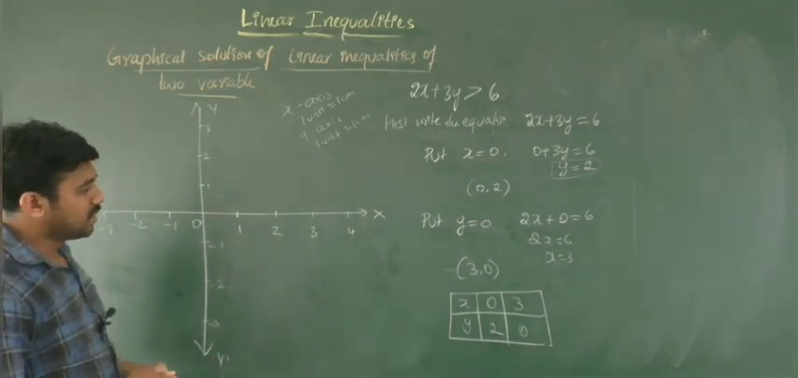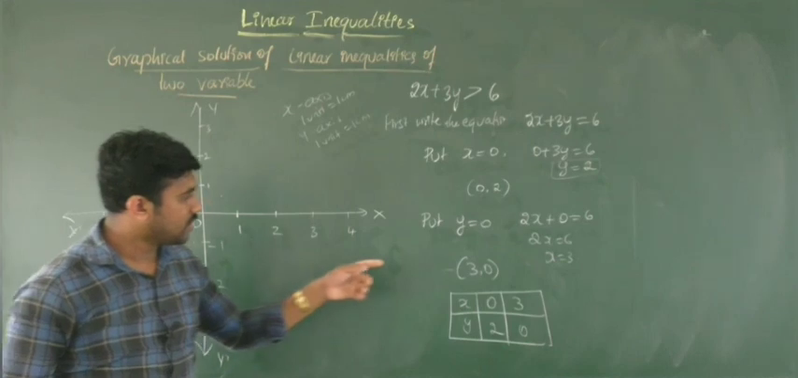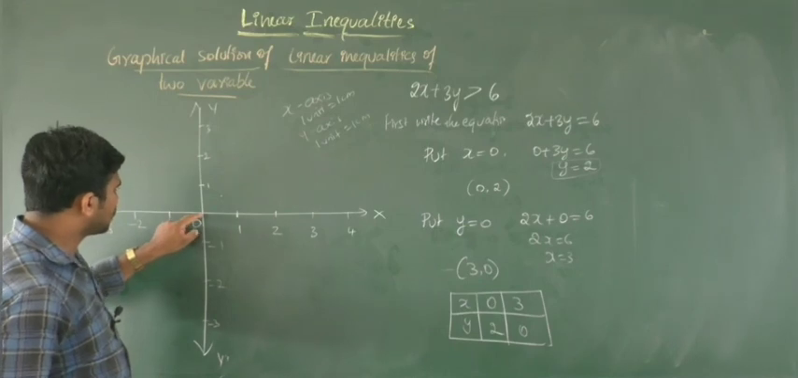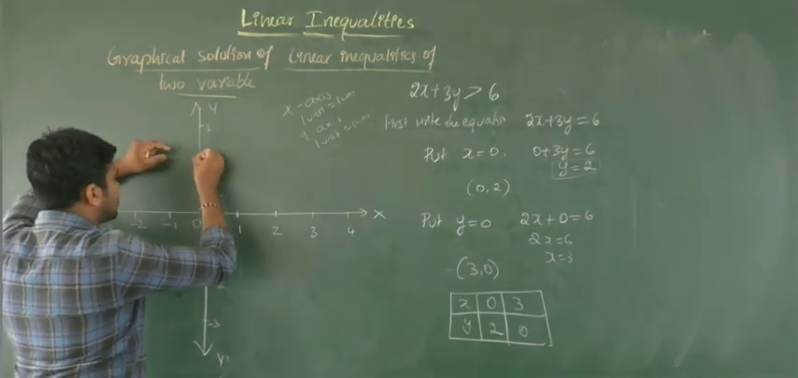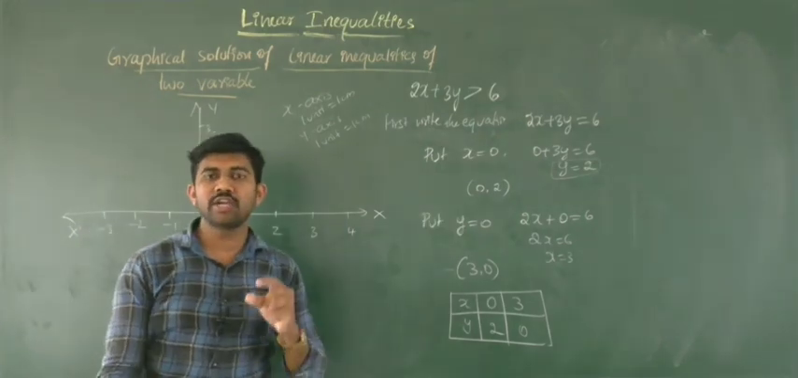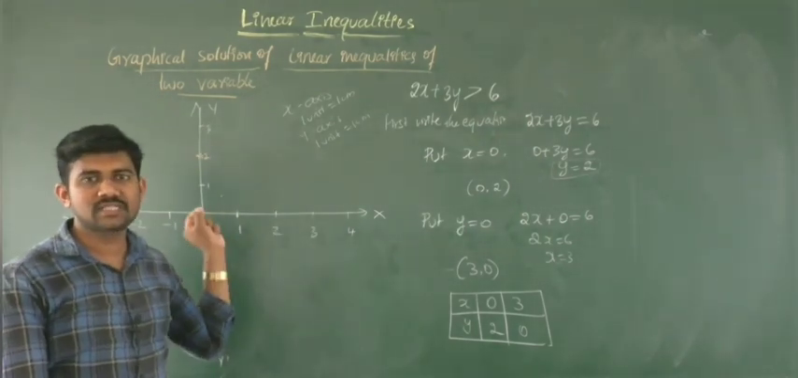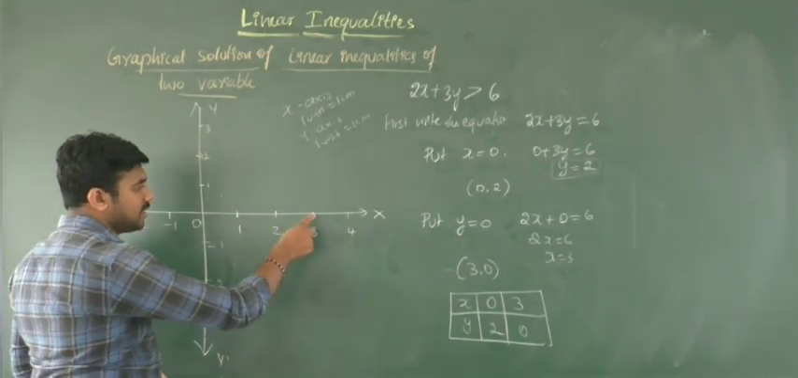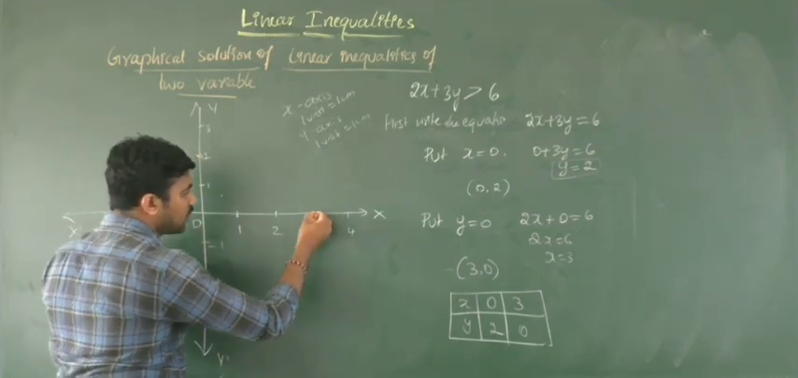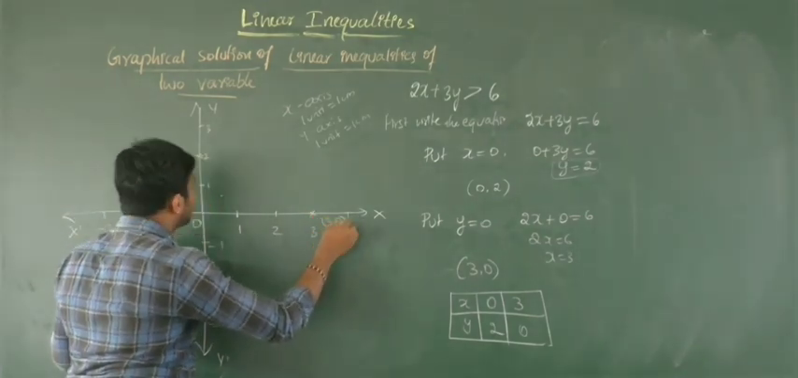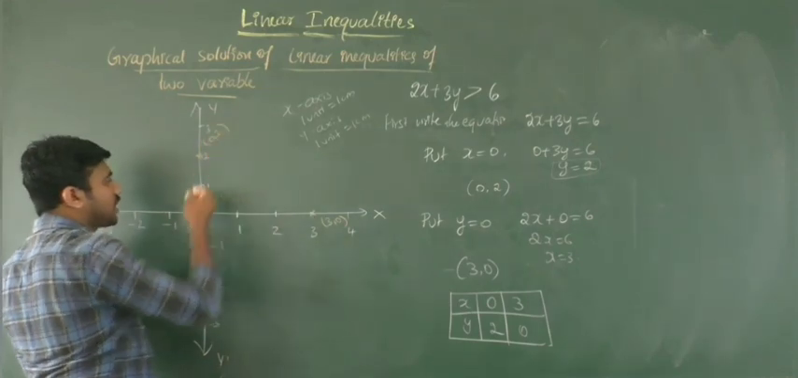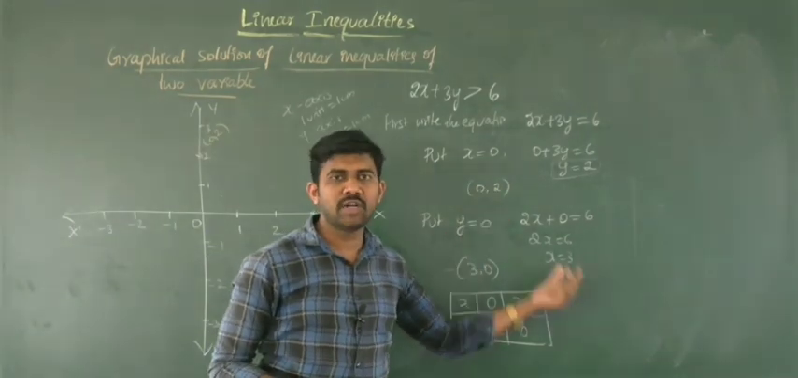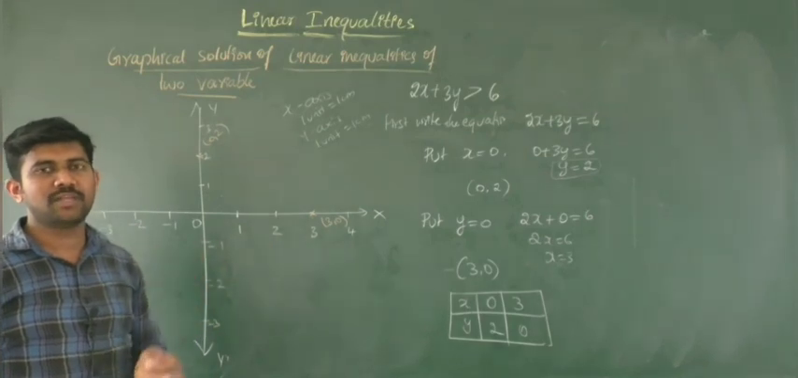Now mark the points on the plane. The first point is (0, 2): x is 0, y is 2. This point lies on the coordinate axis, the y axis. Another point we have is (3, 0): x is 3, y is 0. This point is nothing but (3, 0), and this point is (0, 2). So first we need to find the points, and after that, we mark the points on the plane.